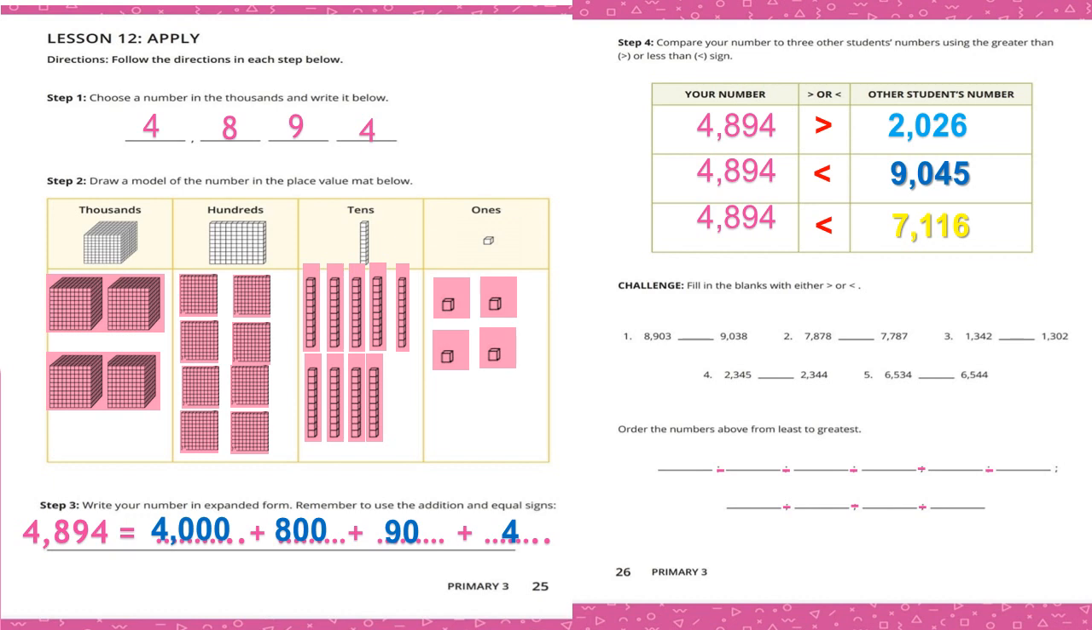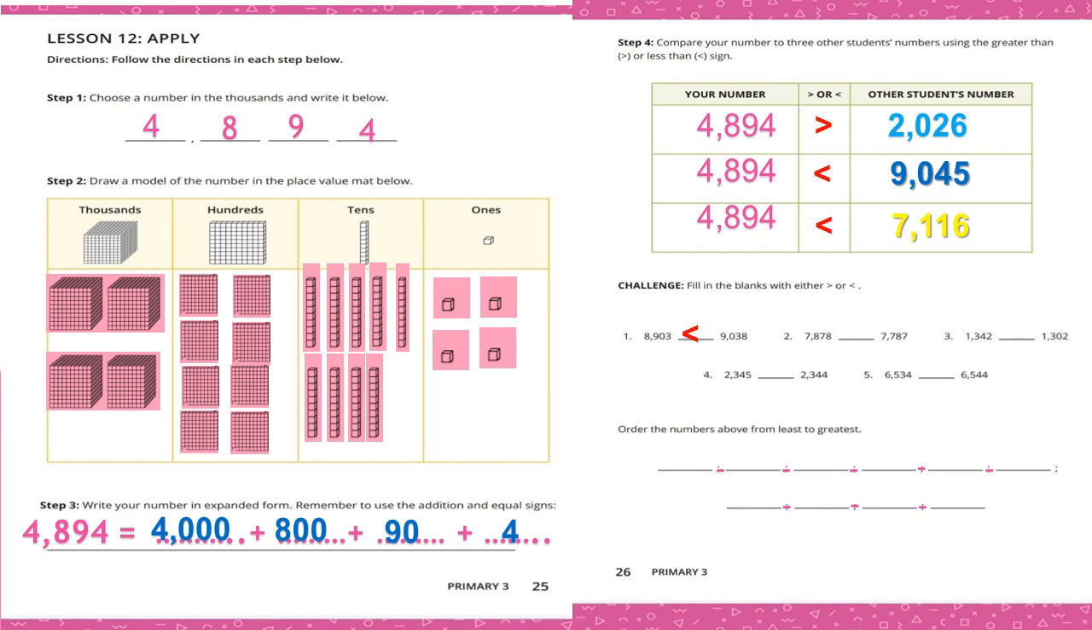Fill in the blanks with greater than or less than. Number 1, 8,903 and 9,038. Look at the number on the left, the number in the thousand. We have here 8 and here 9. Then the greatest is 9. So we make less than.